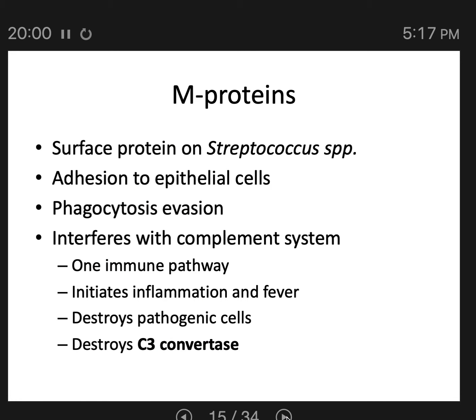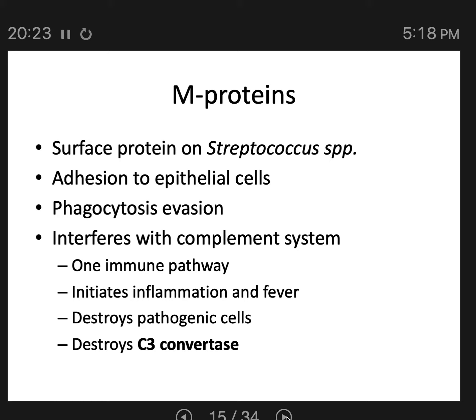M proteins are surface proteins that you only find on Streptococcus species, so it's just in this genus. M proteins adhere to epithelial cells. Epithelial cells are surface cells. They can be skin cells or cells on the surface of organs. So they're the outer layer of cells of something.